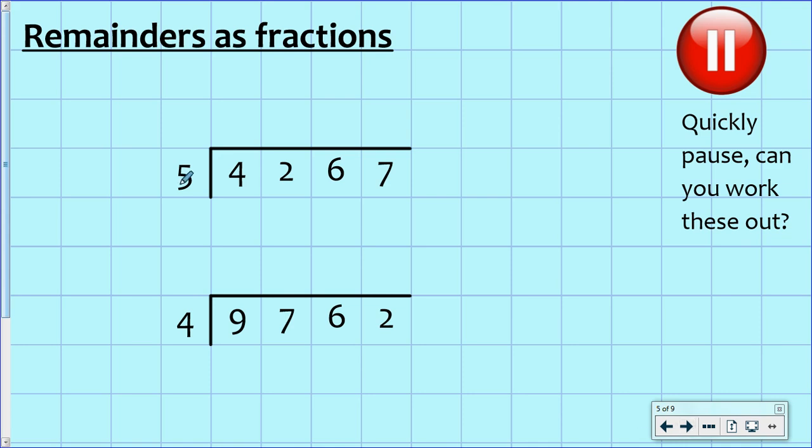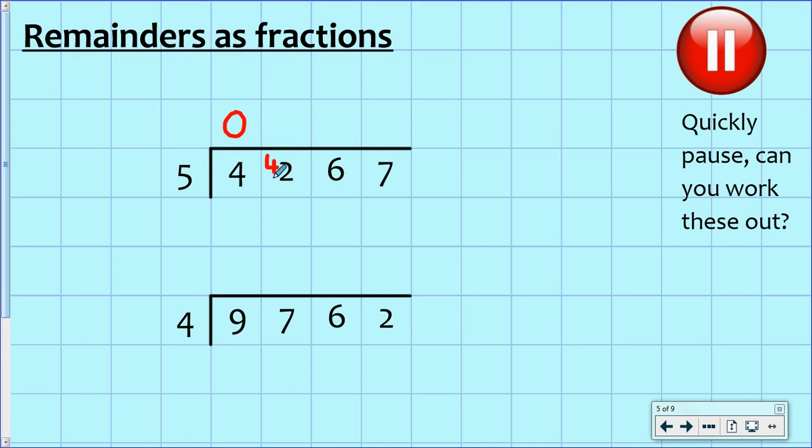Okay, let's have a look all together. So 4,267 divided by 5. 4 divided by 5. Can we do that? No, 4 is smaller than 5. So we can't get any groups of 5 out of it. So it's 0 groups, but we've still got 4 left. So we're going to exchange that over to the next column.